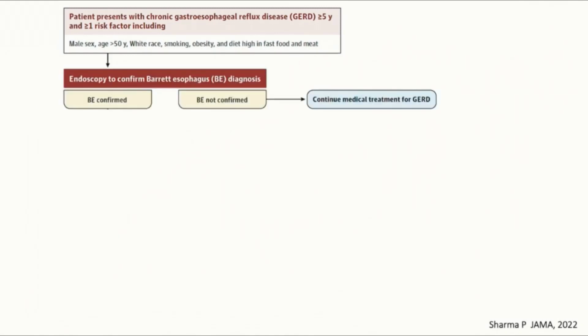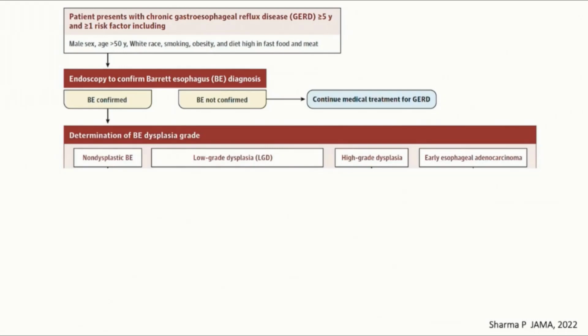What do we do today? You have a patient with Barrett's esophagus, with reflux symptoms, more than 5 years, and has 2 or more risk factors. These are the risk factors. Consider endoscopy. If there's no Barrett's on endoscopy, continue medical treatment for reflux disease in that patient population. If you do see Barrett's esophagus, follow those pearls.